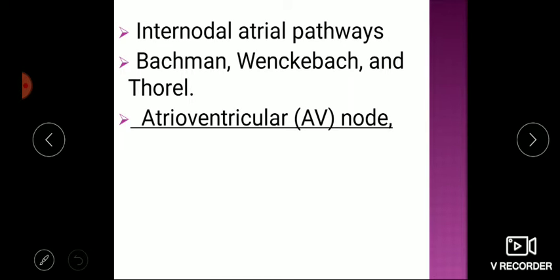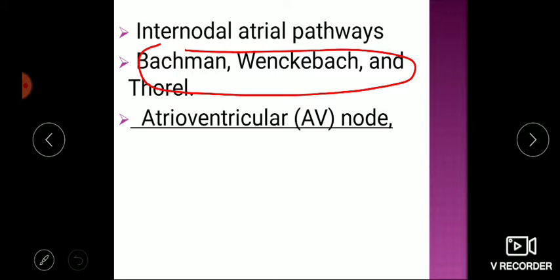These three internodal pathways are very, very important. If there is any damage to them by any means, the most common being ischemia, they will get blocked, or by mechanical trauma, or anything else. If they are blocked, the impulse will not travel from the SA node to the AV node. That can lead to heart block. I told you in the previous lecture, heart block doesn't mean there is a block in the vessel. This block is basically a block of conduction. The impulse will not travel from the atria to the ventricle.